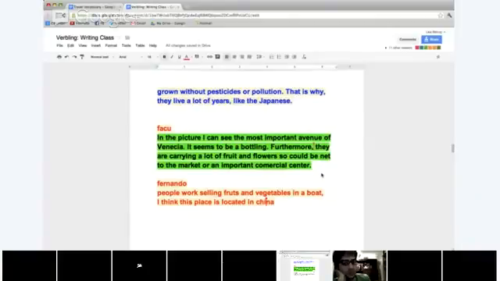In the picture I can see the most important avenue of Venetia. It seems to be a bottling. Furthermore, they are carrying a lot of fruit and flowers, so could be next to the market or an important commercial center.